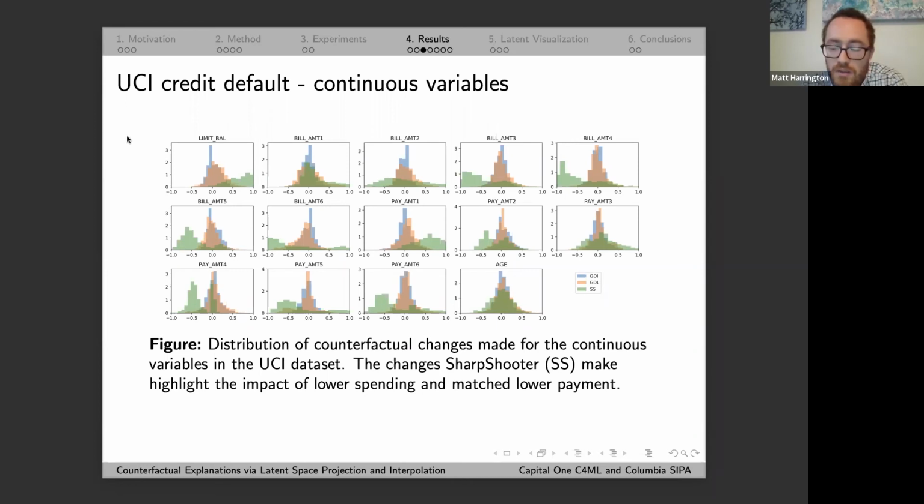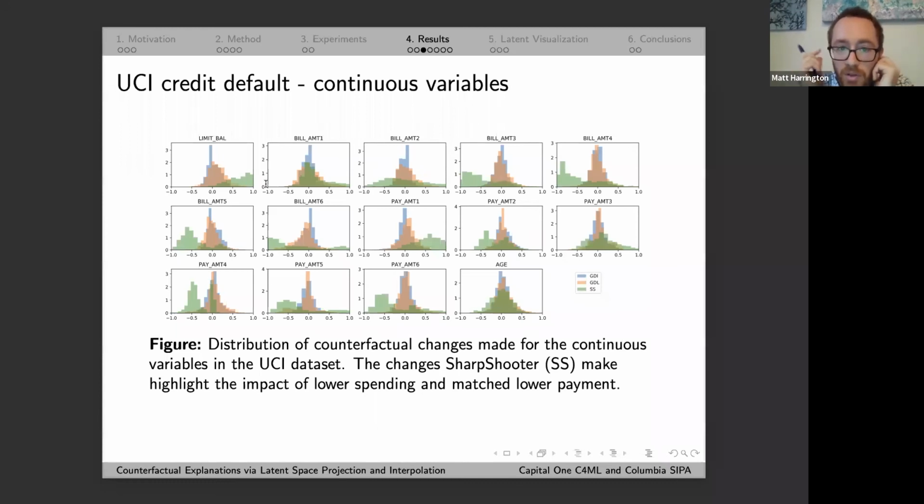Their marginal distributions in the 3 methods outlined. So green is the SharpShooter here. By the way, 0 is centered around no difference between the base and the counterfactual. The 2 other methods don't have large changes, and what changes they do have are very normally distributed. SharpShooter seems to disregard that and do its own thing. This is the first one, for the limit balance. You can see we've shifted to the right, so maybe a large spending limit on your credit card might bias you against defaulting.